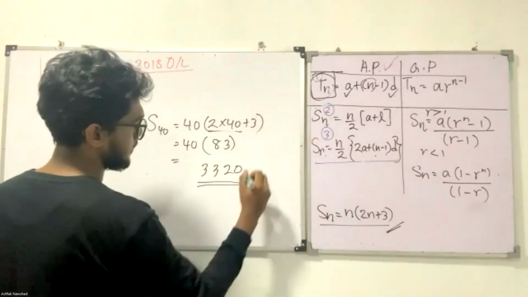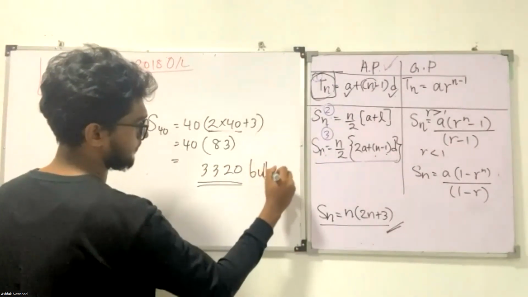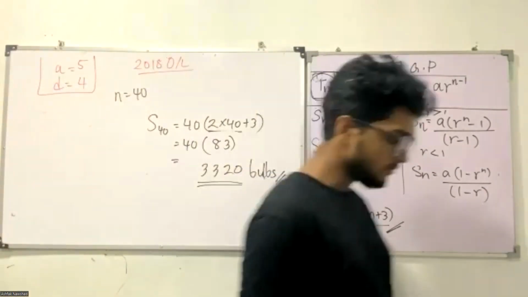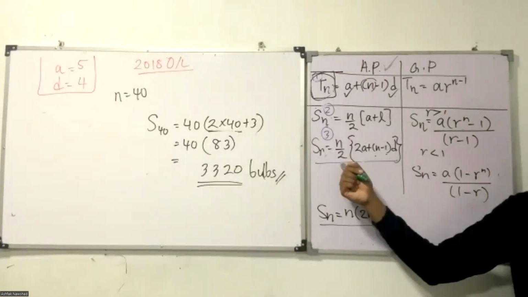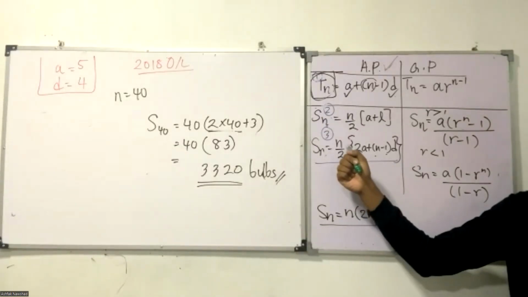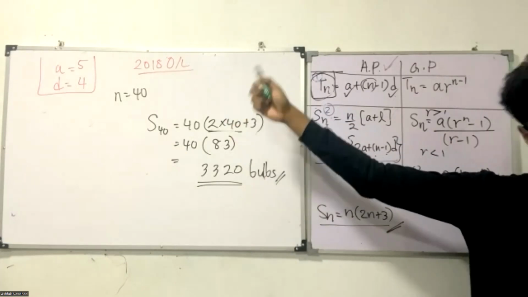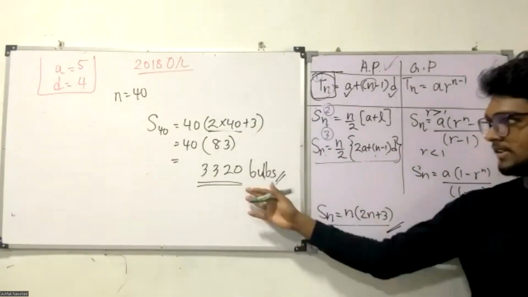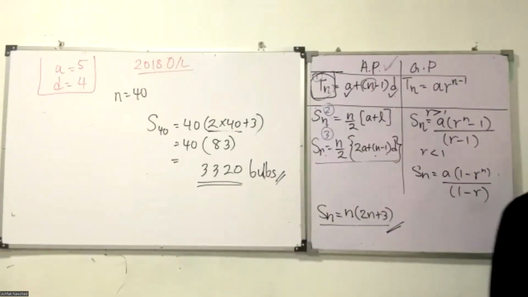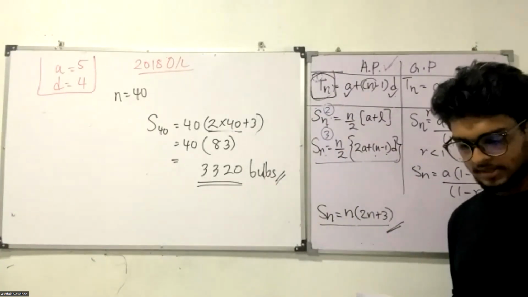This must be the answer. 320 bulbs. Is it clear? You can use this, no problem at all. You know N, you know A and D. So you can use this, but this is easier. That's why they are giving this. Is that clear?